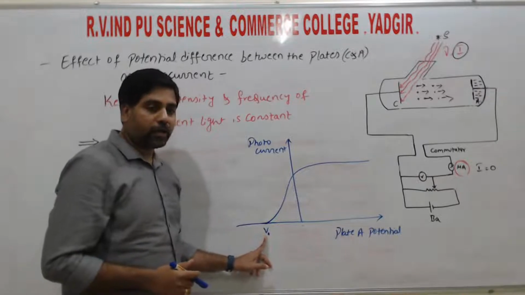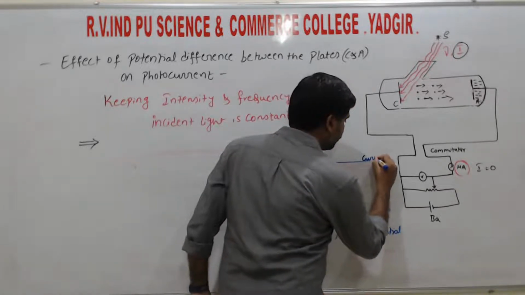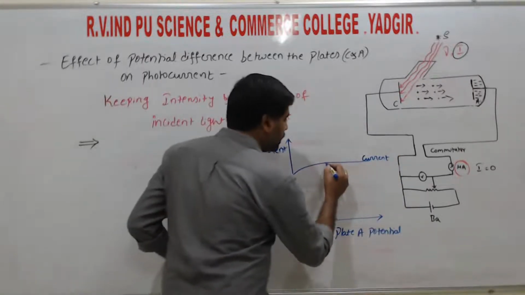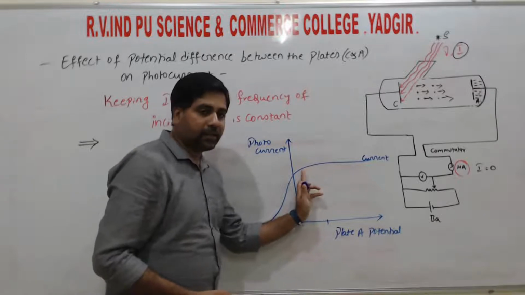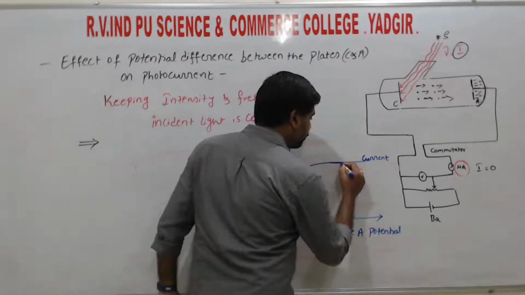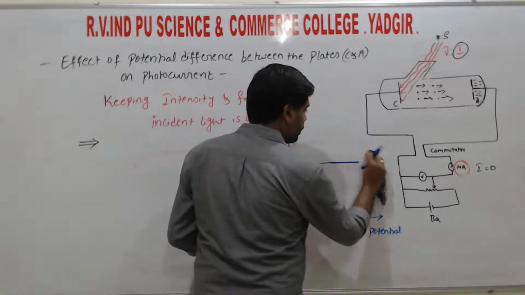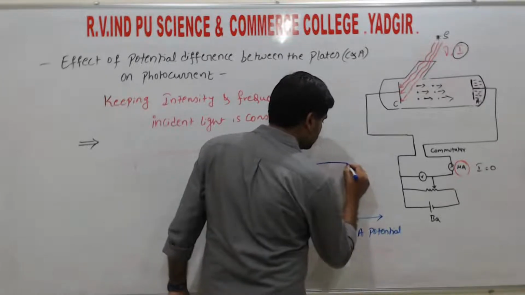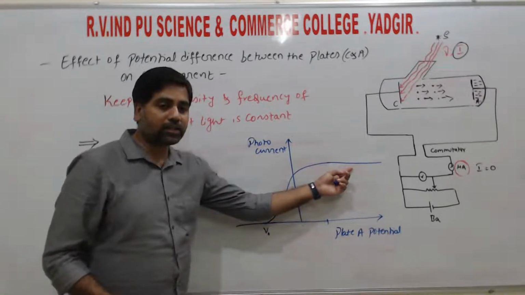V naught is the stopping potential. It goes on increasing. This curve represents the current. If you observe here, for smaller values the curve is increasing, that is, the current is increasing. Somewhere here the current remains constant, a straight line parallel to the x-axis, right? This current we call the saturation current.